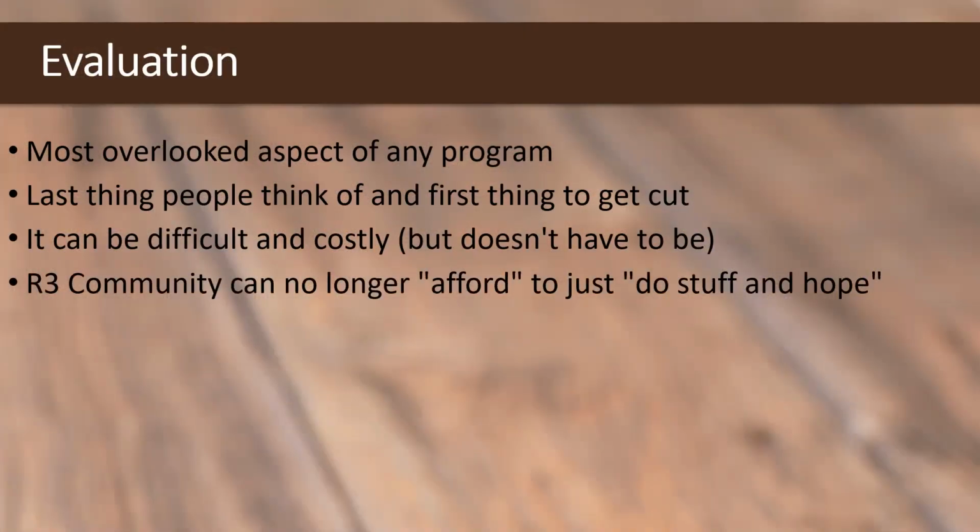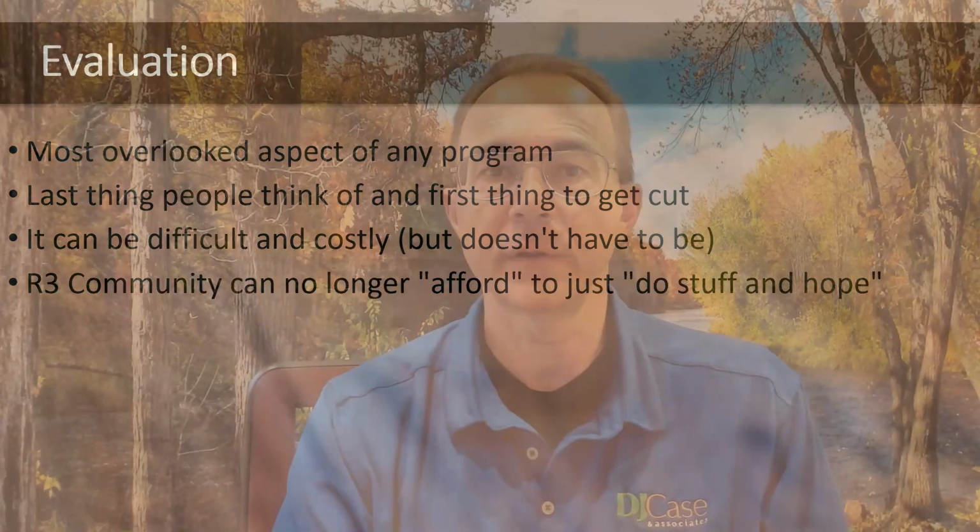Our contention here at DJ Case is that this R3 community, conservation community, can no longer afford to just do stuff and hope. And that's what it's been for a long time, quite frankly. We've just done stuff thinking that doing anything is better than doing nothing, which you can certainly advocate for. But we've just done some things. We've had a good idea, we've done a good idea, and then just hope that that makes a difference over time. And the problem, of course, if you don't do evaluation, you don't really know if it did or not.